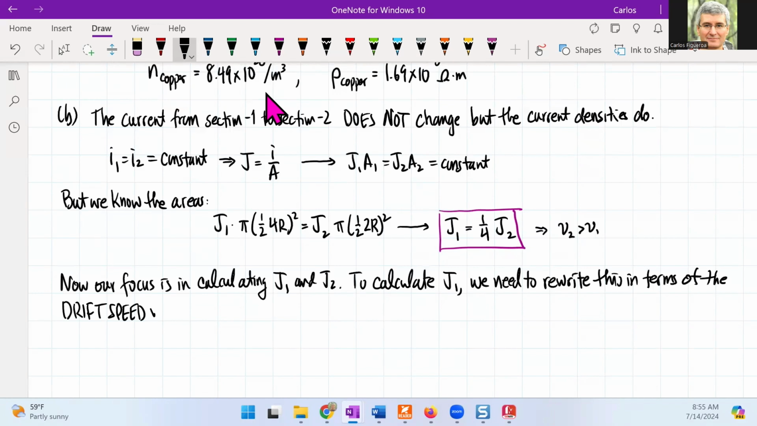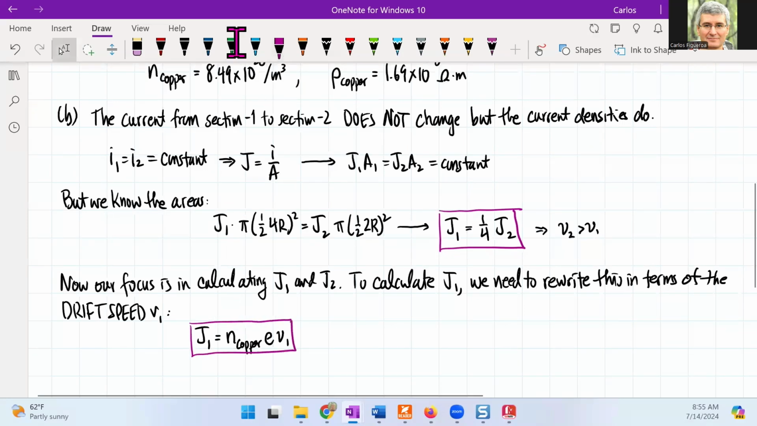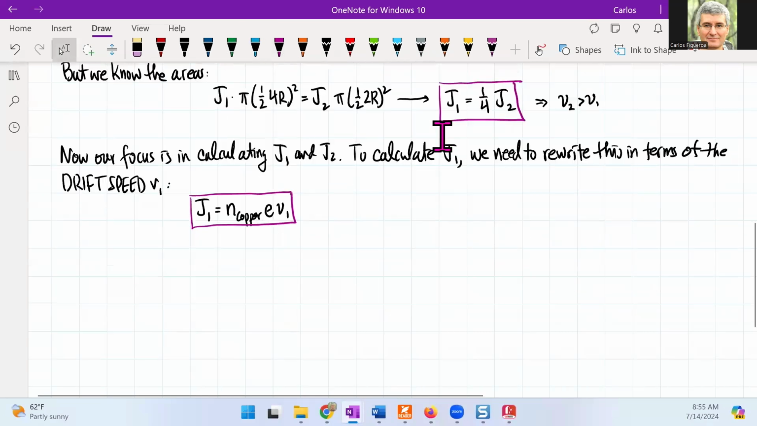Which is, of course, V1. So if I do that, what we saw here is that the current density is equal to the concentration of copper times the charge times the drift velocity v1. So right away, we have our first current density. Now, on the other hand, we have to worry about the current density at 2.